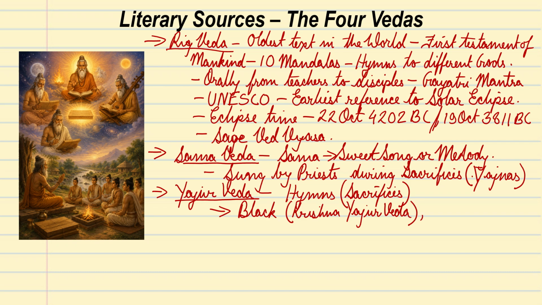And then we have the white, which is called Shukla Yajurveda. So there are two parts of Yajurveda, black and white. It is a complex collection of rituals performed publicly or individually.